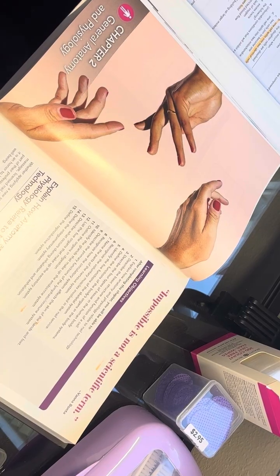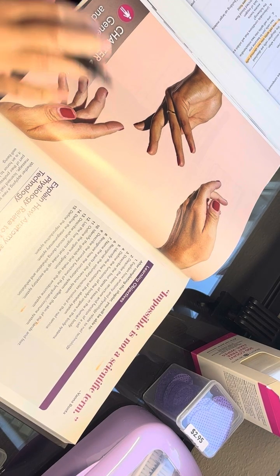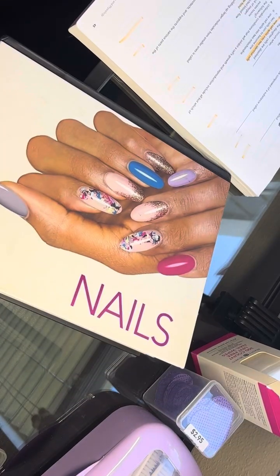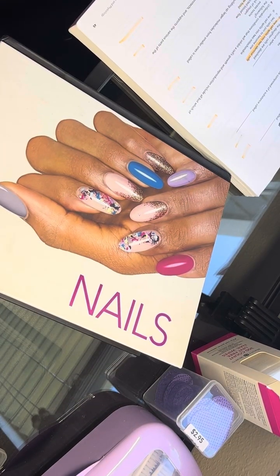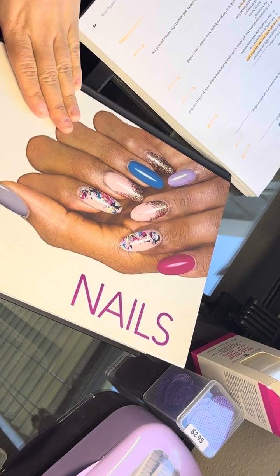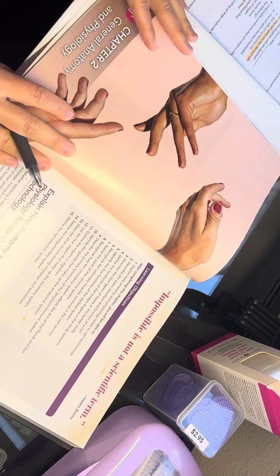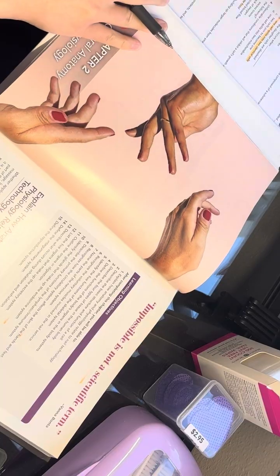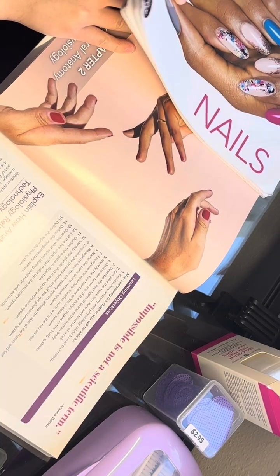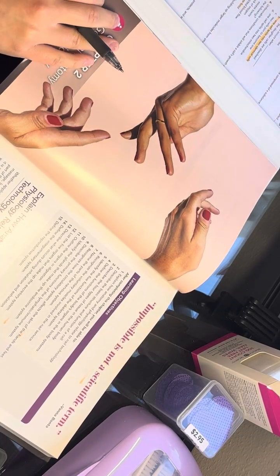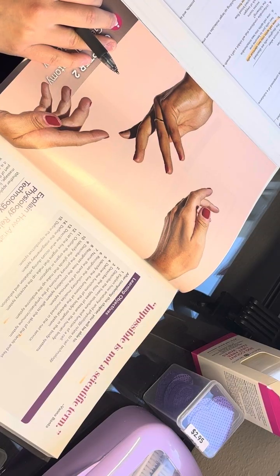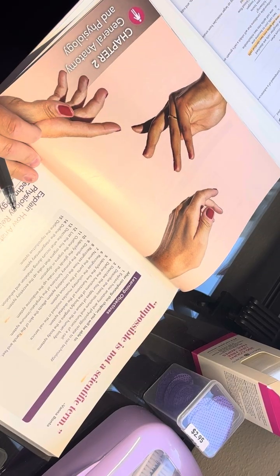Okay, hello everyone. Today we're going over chapter 2 of the nail book, the Milady nail book. Again, there's the nail book and then there's the foundations book. This one is going to be out of the nail book. We're going to follow along with the workbook, just the exam review questions, not the rest of the workbook.